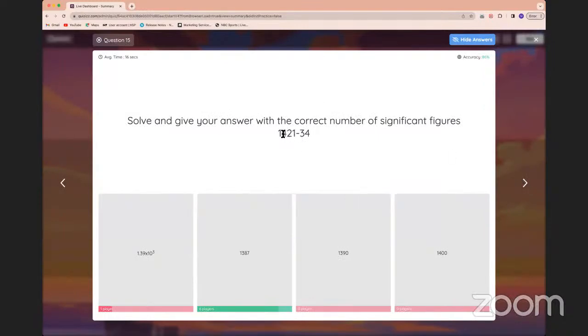Subtraction. So you have 2 numbers, no decimal place. So if you subtract 14, 21 minus 34, the answer is 1387. No decimal place and no rounding. You don't have to round anything.